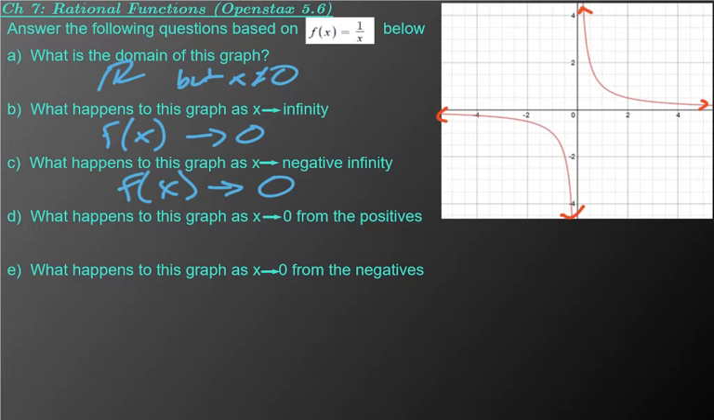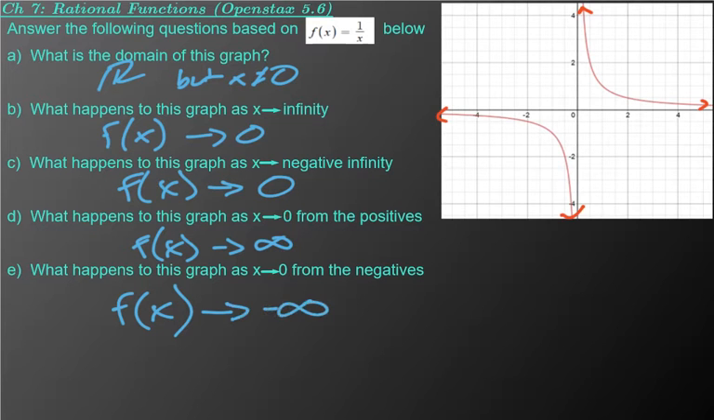As x goes to 0 from the positive numbers over here, you can see that the function value skyrockets. It's going up to infinity. But if you came in from the other side, if you came in to 0 from the negatives, you can see that it goes to negative infinity. And that makes sense if you start thinking of certain numbers.